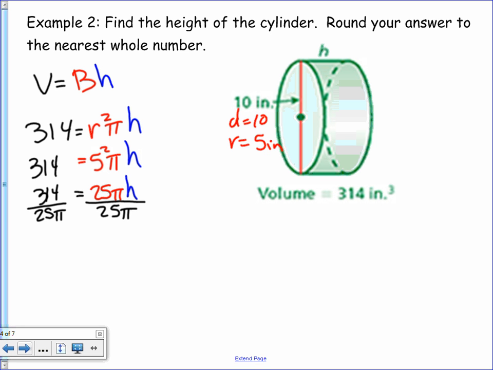About 4. Okay? So 314 divided by 25 pi is approximately 4. And now what are we going to label the height? It will be 4 inches. Okay? Doesn't come out exactly. It comes out to 3.99797217. But we'll approximate the height, since it wanted the nearest whole number, to 4 inches.